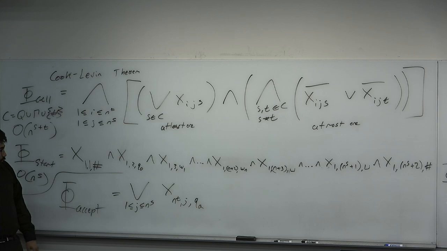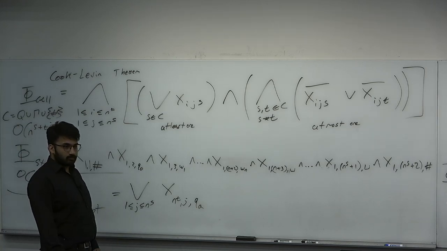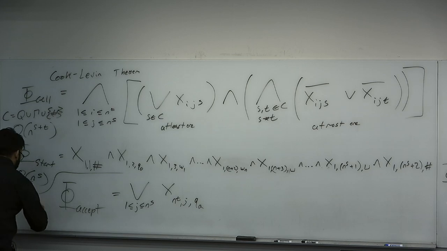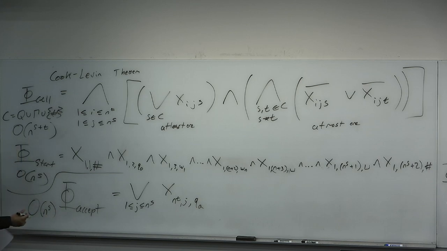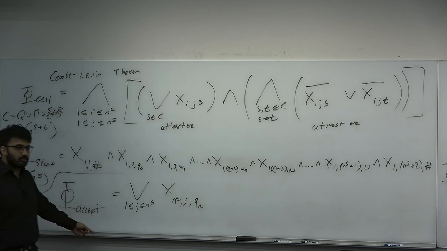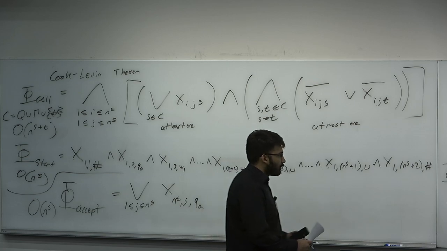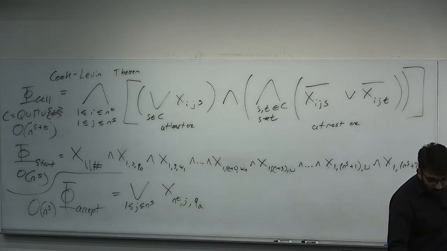Great. What's the size of this formula? Yeah, this one's also n to the s. So an algorithm can write down, given a description of the machine and given a word, this Boolean formula in polynomial time as well. Let's get to the hard part.